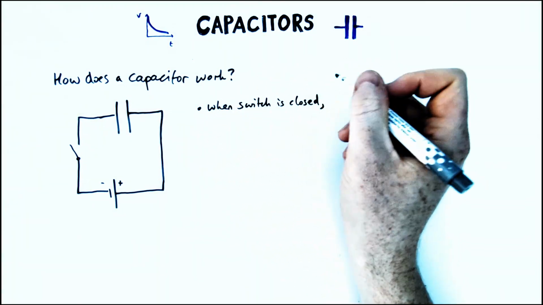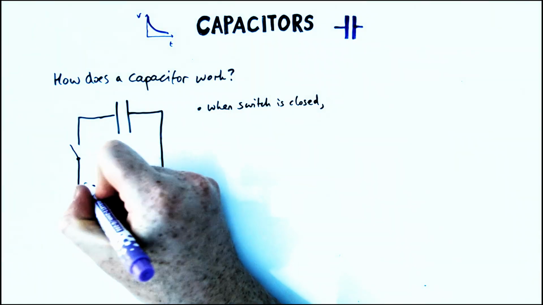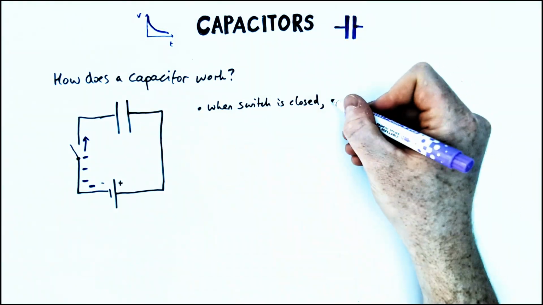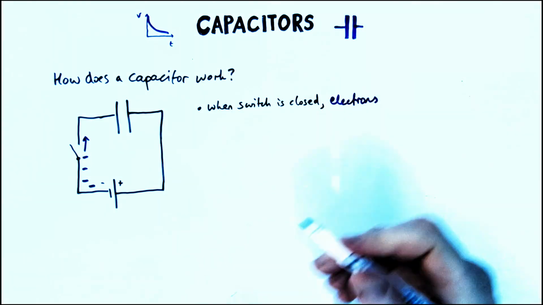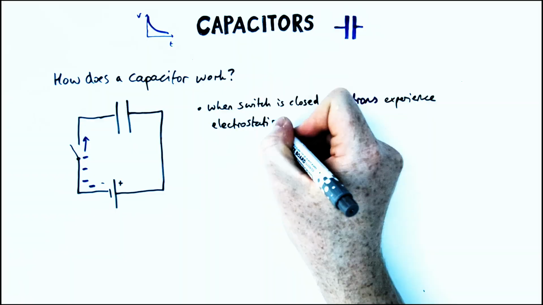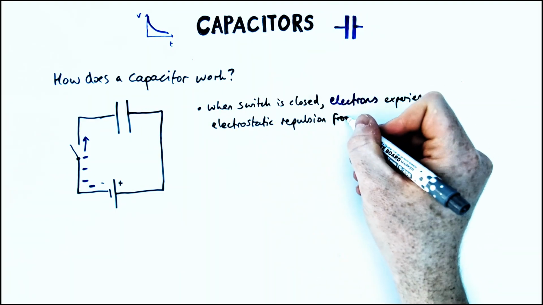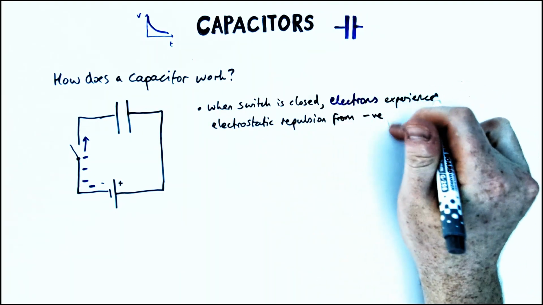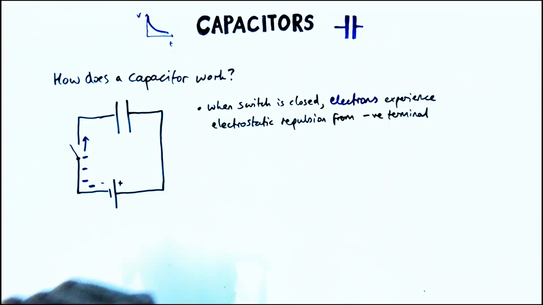So let's say I close this switch. I've got a very simple circuit with a cell and a capacitor in it. As soon as I close the switch, electrons experience electrostatic repulsion, or are repelled, away from the negative terminal of the cell. That means in this case they're going to go clockwise around the circuit, away from the cell towards that first plate.